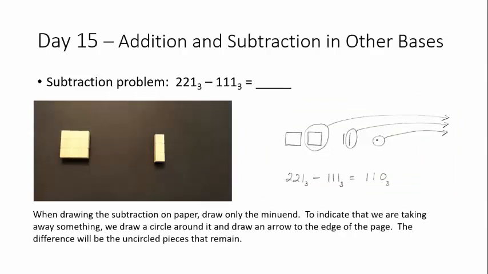You'll see on the right where I've shown the diagram of the subtraction. Again, you start only with the minuend, 221 base 3. We're taking away 111 base 3. You're taking away 1 unit, 1 rod, and 1 flat. Notice that I've circled these and I've drawn arrows to the edge of the page. The uncircled elements make up the difference. The difference is 110 base 3.